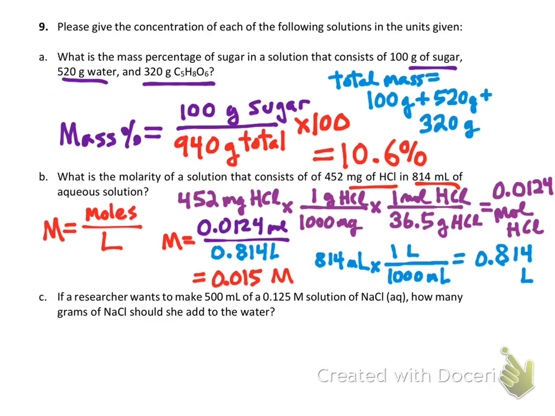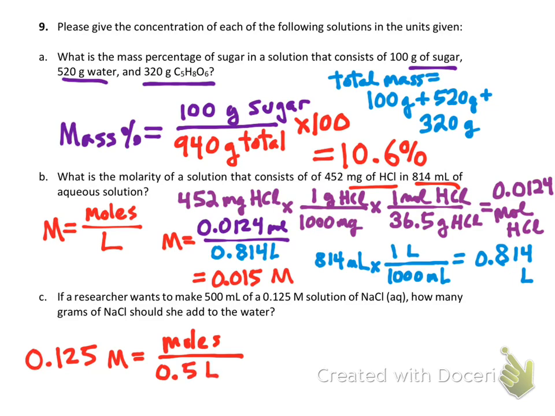Okay, and we've got one more calculation here. A scientist wants to make 500 milliliters of a 0.125 molar solution of NaCl. How many grams of NaCl should she add to the water? We're looking at molarity, so we're going to use the same relationship as above. Molarity is equal to moles per liter. She wants it to be 0.125 molar. The number of moles, well, that's what we need to solve for. We need to find how many moles it will take. We know that it's 500 milliliters of solution, so if we divide that 500 by 1,000, we get 0.5 liters.